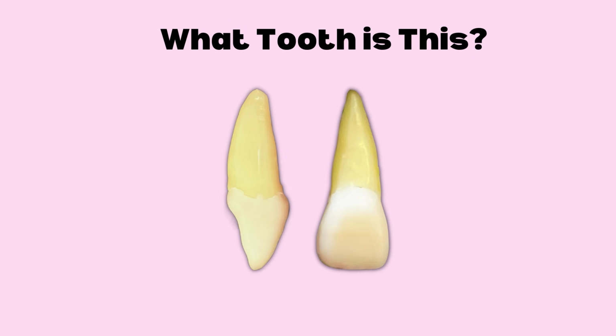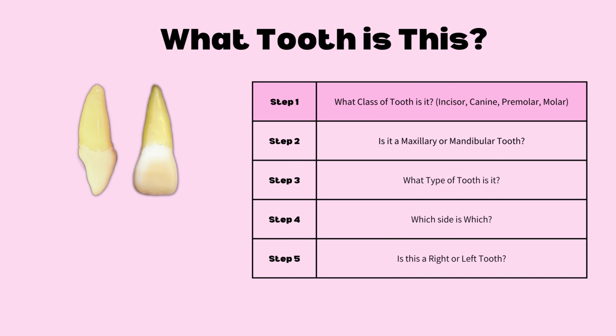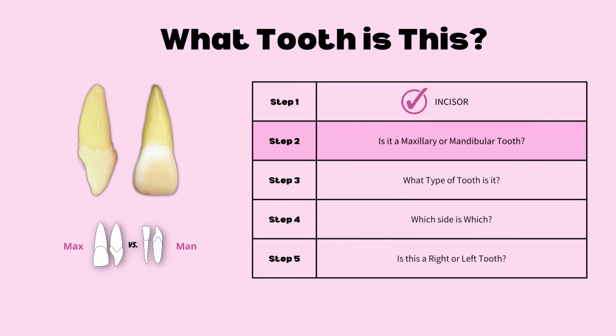Now let's work through those steps together, identifying 2 different teeth in these examples. All right, so what tooth is this? Let's first determine what class of tooth it is. This tooth has a very flat biting edge, no cusp, it's an incisor. Step 2, is it maxillary or mandibular? For the incisors, the maxillary teeth have conical roots and larger crowns, while the mandibular incisors are very narrow mesiodistally and have smaller crowns. This tooth that we're looking at here, conical root, large crown, it's a maxillary incisor.